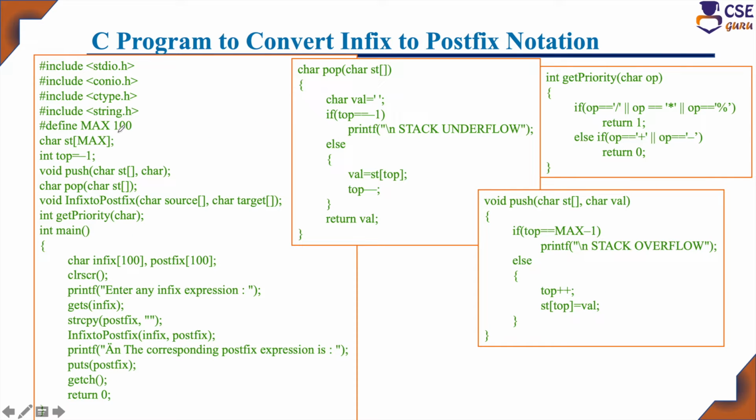So here we have defined max as 100 elements and ST of max. ST represents the stack. The maximum number of elements you can place in the stack is 100. And top is equal to -1, meaning initially we are considering the stack is empty. This is the push function, pop function and the conversion of infix to postfix function. For this conversion, the input required is the infix expression, and the target is where, step by step, you will convert the infix expression into the postfix expression, which will be placed into the target variable. And here, enter any infix expression.